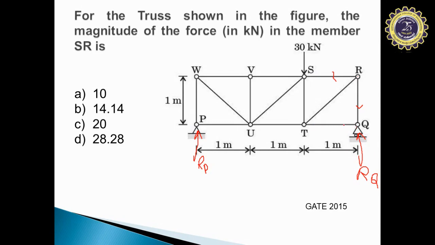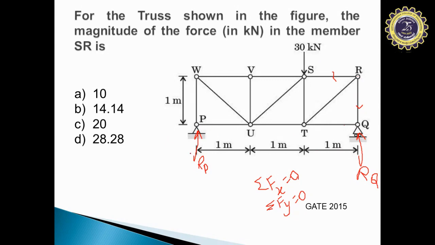Why? Because there are three unknowns at joint Q. Since the method of joints has only two equations, that is sigma Fx equal to 0 and sigma Fy equal to 0, we have two equations and hence only two unknowns can be solved, but at Q we have three unknowns. Hence, in order to find one of the unknown forces, we need to find the support reactions.